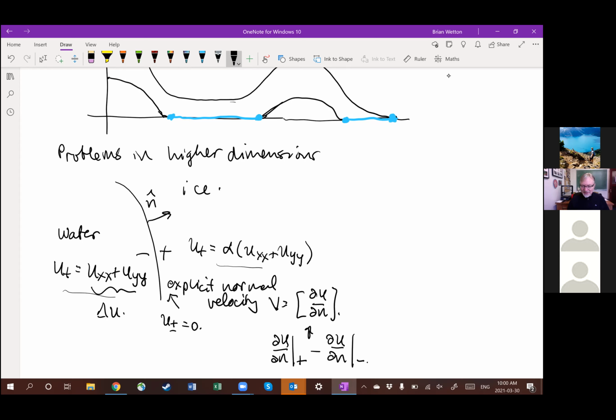Because you can change the sign of this by changing the ice and the water sides. And you can also change the sign if you point the normal vector in the opposite way. And so, yeah, make sure you get your signs right. Or as it turns out, you get an ill-posed problem if you get the wrong sign. Okay, so that was the Stefan problem.